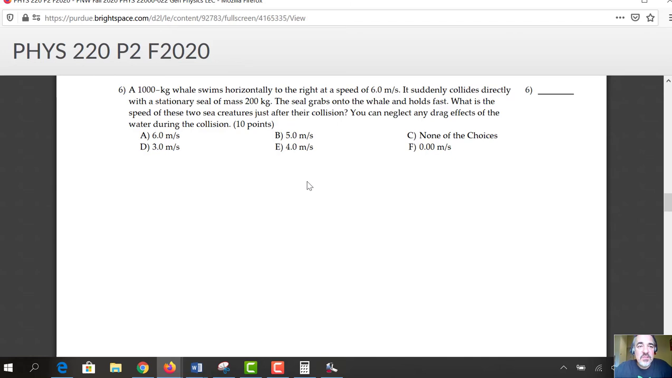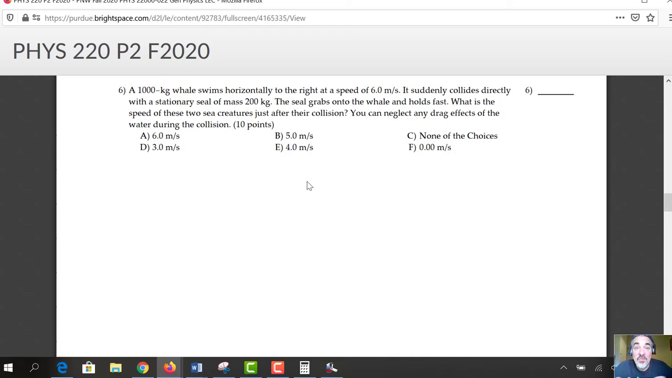Okay, number 6. A 1,000 kilogram whale swims horizontally to the right at 6 meters per second. It suddenly collides. As soon as you hear that word collides, you know it's got to be a conservation of momentum problem. It collides with a stationary seal of mass 200 kilograms. The seal grabs onto the whale and holds on. What is the speed of the two creatures just after the collision? You can neglect any drag effects of the water during the collision. Okay, so this is like the lab that we did.